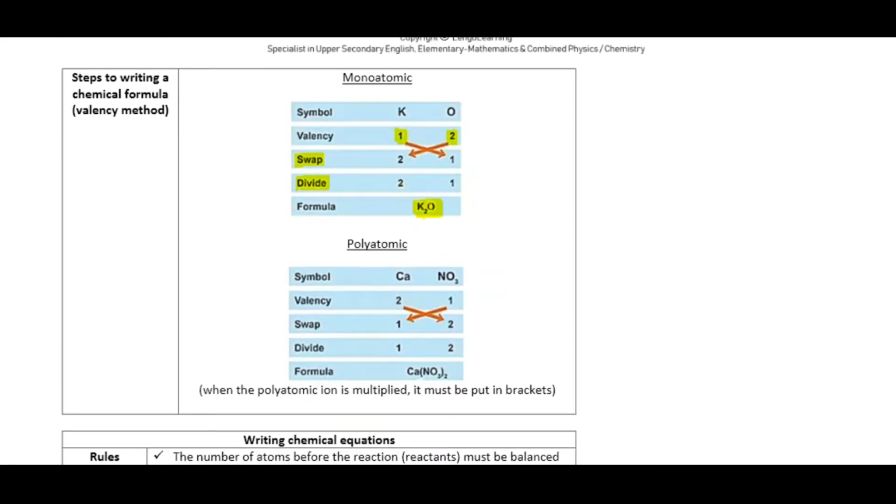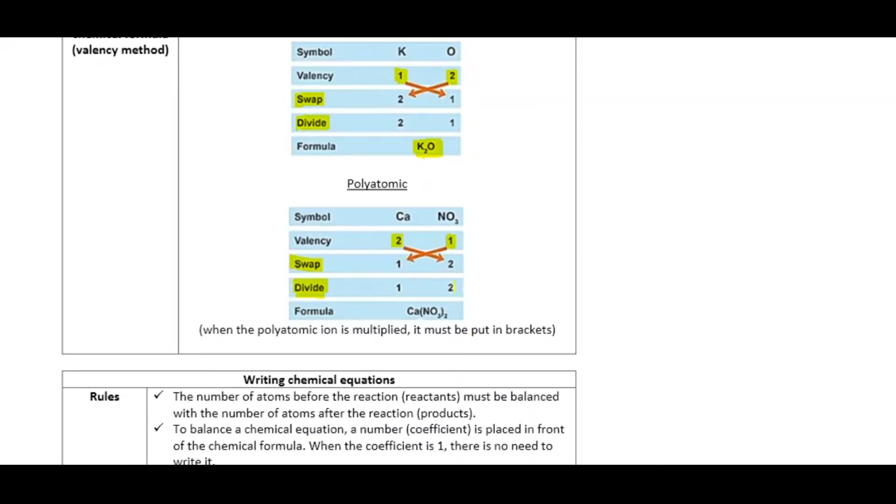This is for monoatomic, whereby it's K and O. What happens if you have polyatomic, for example NO3, the nitrate ion, a polyatomic ion? Same method. You have the valency: calcium is in group 2, so a valency of 2. Nitrate ion, based on the table they have given you, has a valency of 1. So what you do is you swap, so 1 calcium, 2 nitrate ions, divide. It's already in the lowest form, so there's no need for any further simplification.